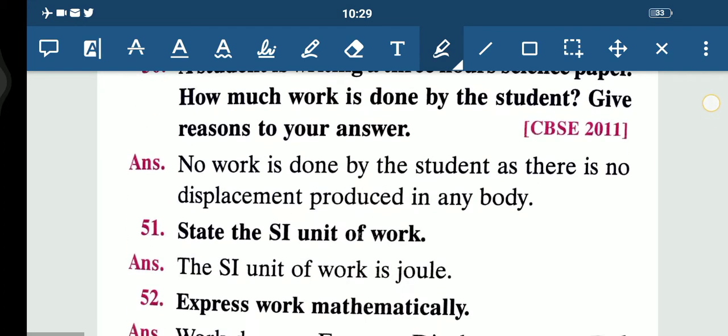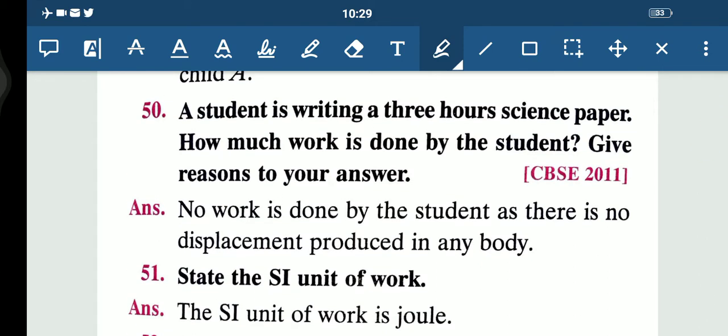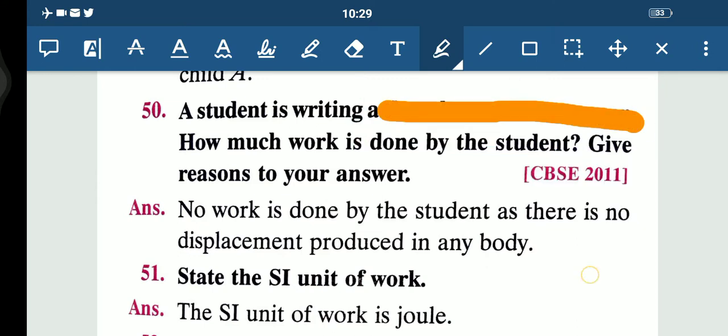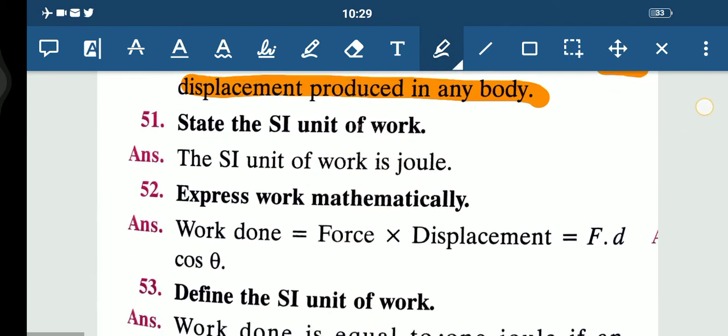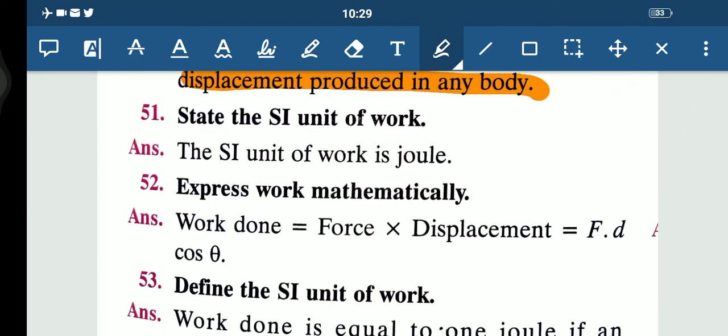The second question, which came in CBSE 2011, is: a student is writing a 3-hour science paper. How much work is done by the student? No work is done. Why? Because, as I have already told you, no displacement is produced in the body. Fine, bete. What is the SI unit for work? We all know that it is joule.